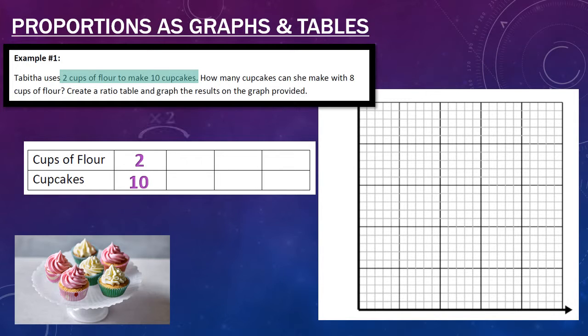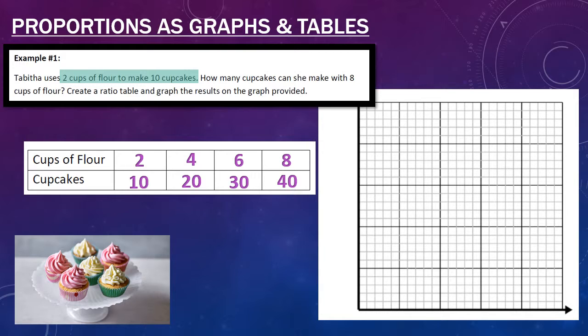To create my table, I'm going to multiply by 2, and that gets 4 over 20. Then multiply by 3, and I get 6 over 30. Multiply by 4, and I get 8 over 40. And now I have my ratio table filled in. I now need to take those numbers and fill in and label my graph on the coordinate plane.